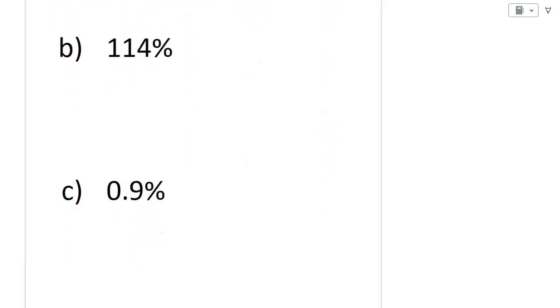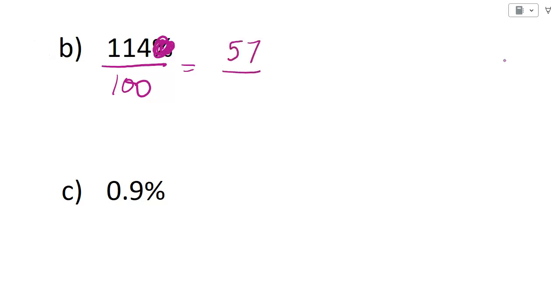So 114%, again, into a fraction. It already is a fraction if we just stick it over 100. No more decimal, or no more percentage anymore. Okay, so that's 114 over 100. I know those both divide by 2. 114 divided by 2 is 57. 100 divided by 2 is 50. And that will not reduce any further.